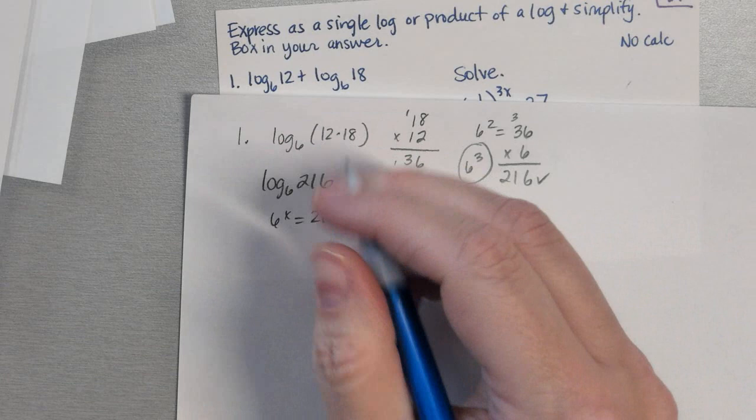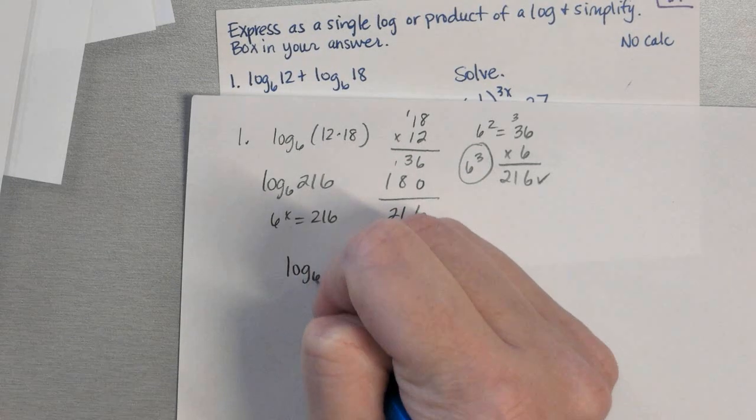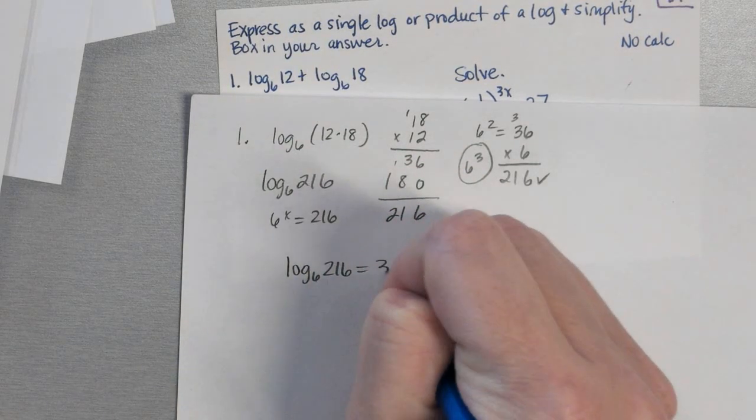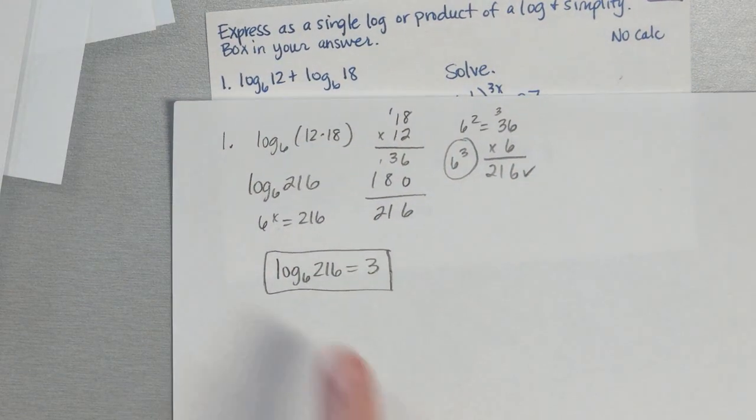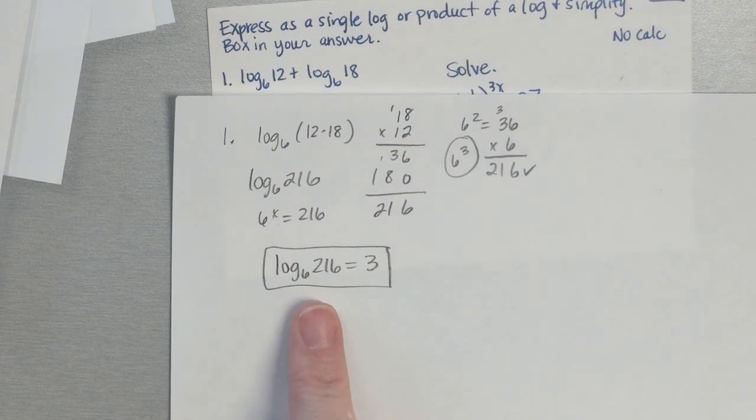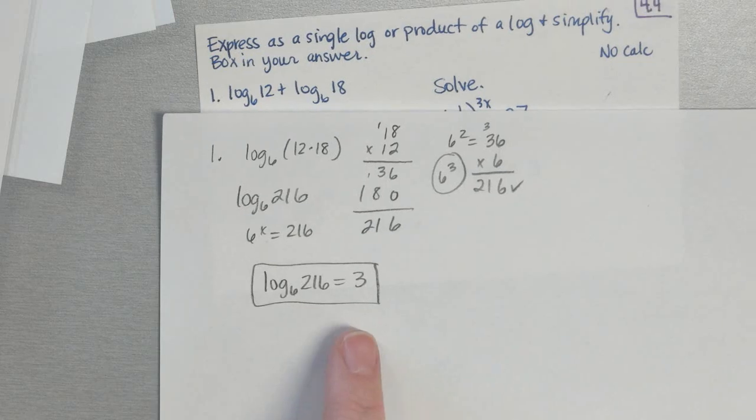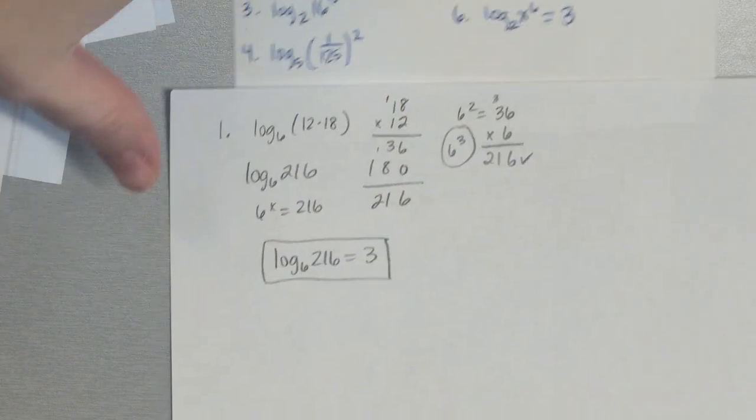So your final answer would be log base 6 of 216 equals 3. And that's what you would write down. Okay, on the line is what I boxed in there. Okay, that went well? All right.